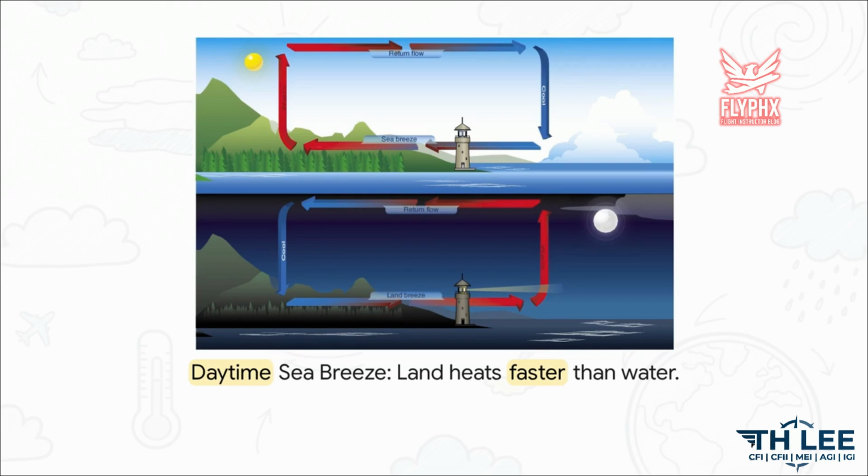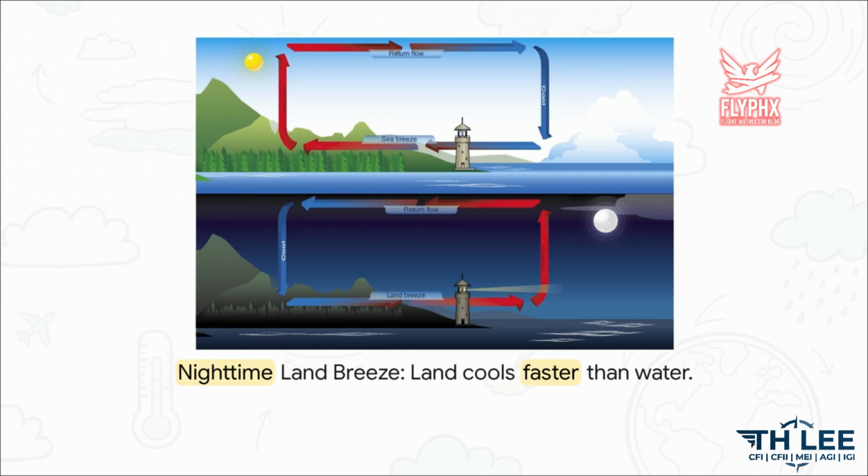During the day, the land heats up much faster than the water next to it. This causes the air over the land to become less dense and rise. There's our convection. But to fill the low-pressure void left behind, cooler, denser air from over the water rushes in over the land. That horizontal movement is called advection. Together, this entire process creates what we know as a sea breeze.